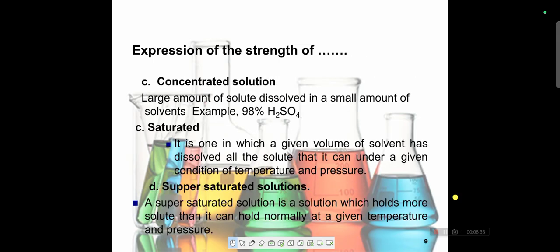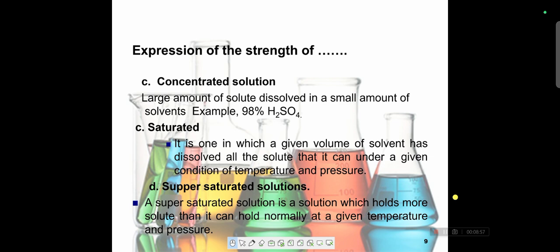Next is the concentrated solution. So what do we do in a concentrated solution? A large amount of solute is dissolved in a small amount of solvent. Whenever we make a concentrated solution, the solute should be present in the larger amount, whereas the solvent should be present in a smaller amount. For example, 98% H2SO4.